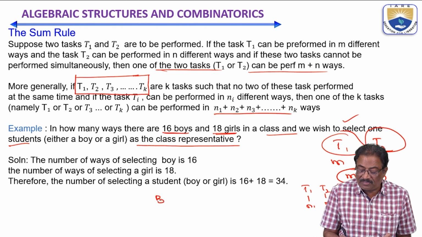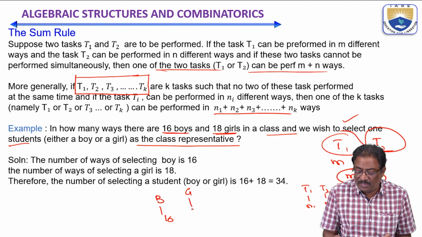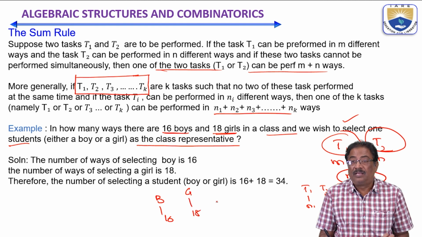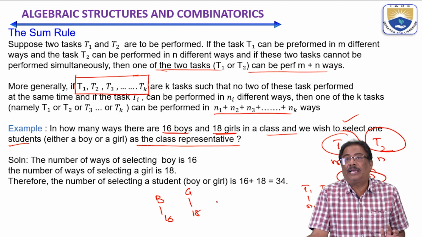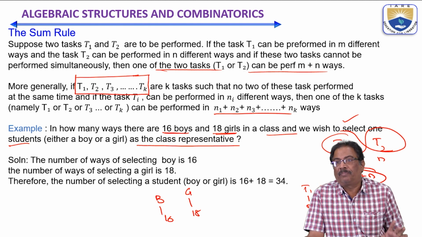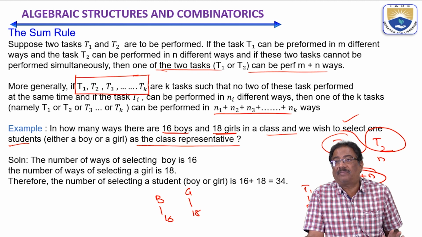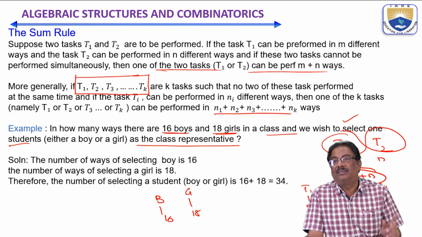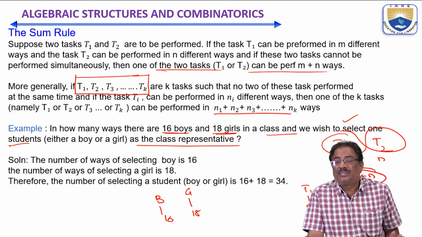So how many boys are there? There are 16 boys. So how many girls will be there? There are 18 girls. The task is selecting a class representative who is a boy, that is task T1. And selecting a class representative who is a girl, that is task T2.